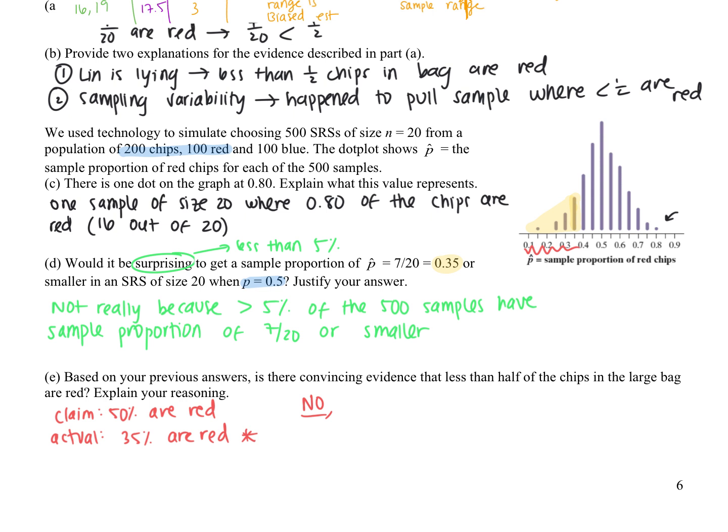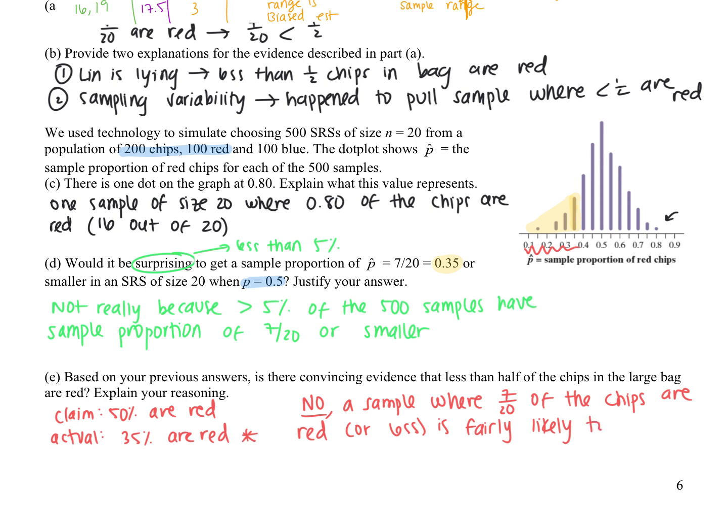No, and if we're going to put this in words, a sample where 7 out of 20 of the chips are red, or 7 out of 20 or less, that sample is fairly likely to happen by chance, even if half the chips are red.